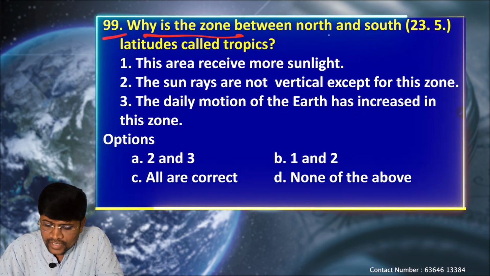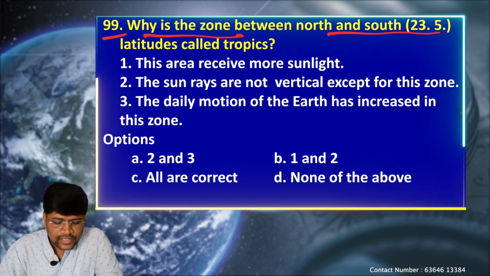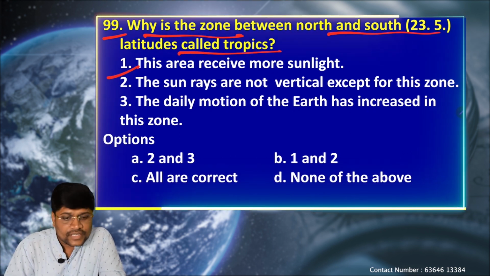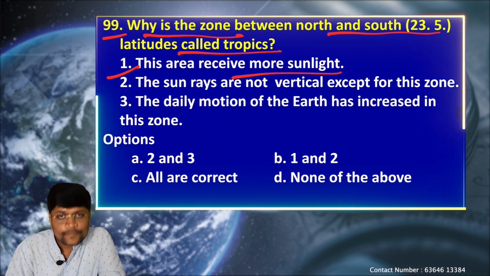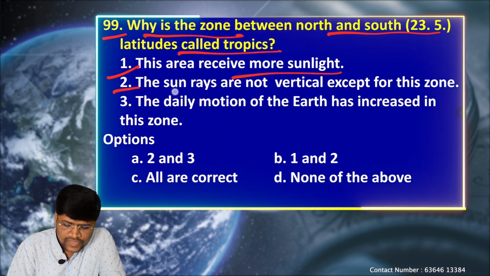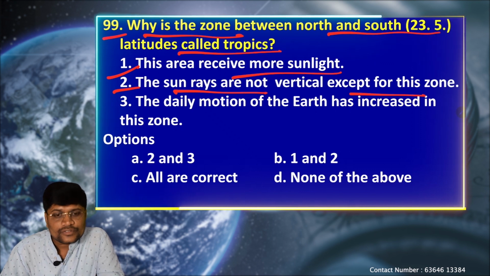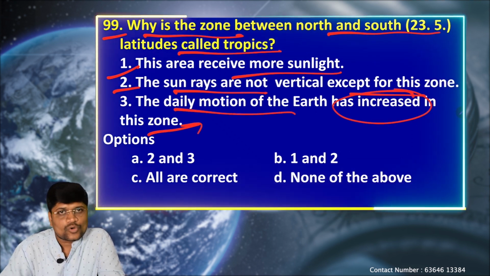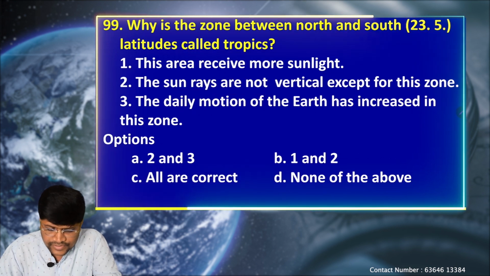Why is the zone between north and south 23.5 degree latitudes called tropics? Option 1 says this area receives more sunlight. Option 2, the sun rays are not vertical except for this zone. Third one, the daily motion of the earth has increased in this zone. Okay, let's see the explanation.